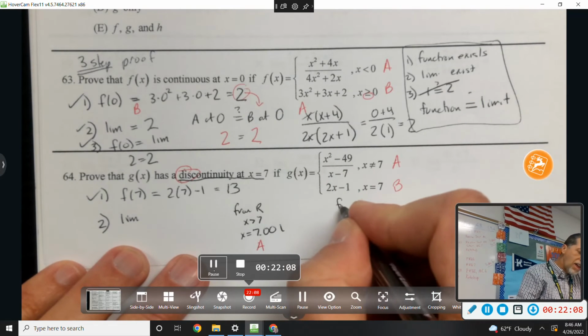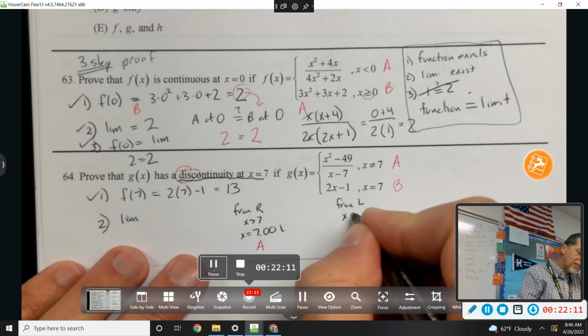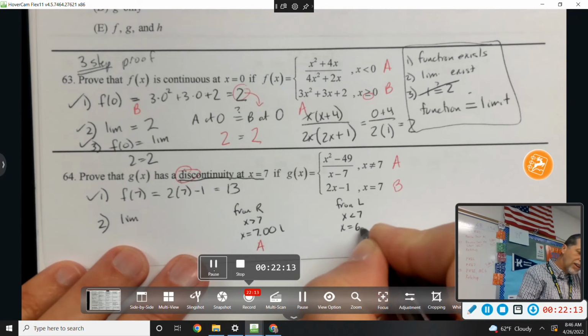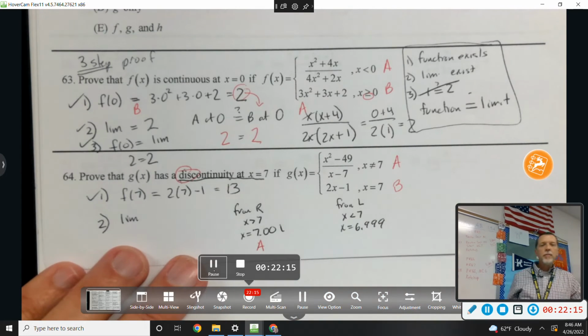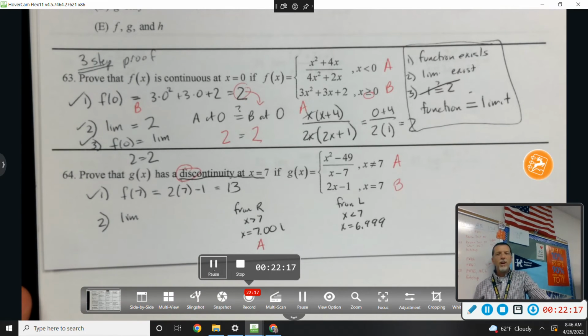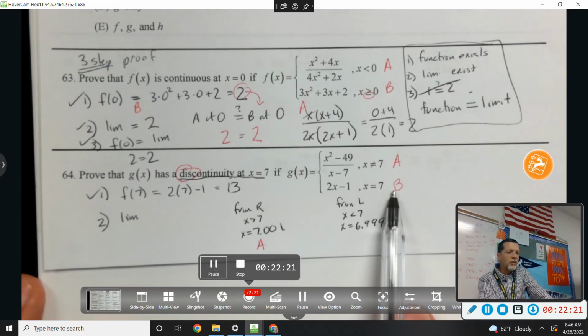How about from the left? If x is less than 7, if x is 6.999, what branch would we be on? A. This is weird because branch B is not really a branch. We only use B when x is 7. If x is anything other than 7, we're on branch A.